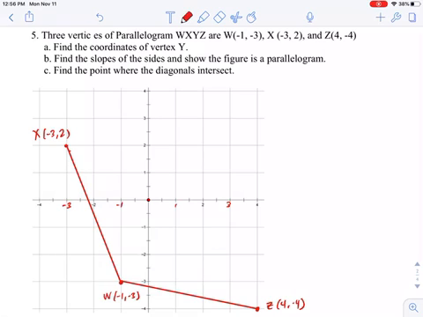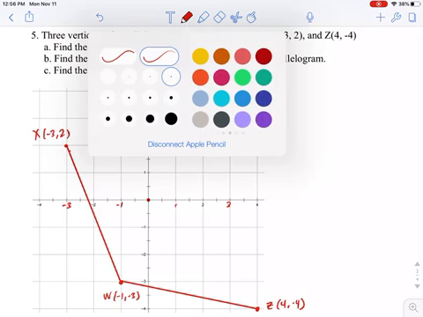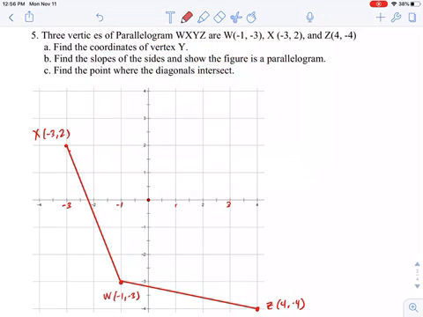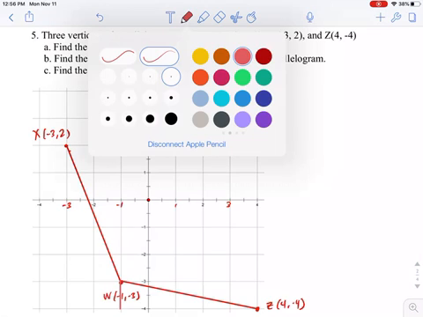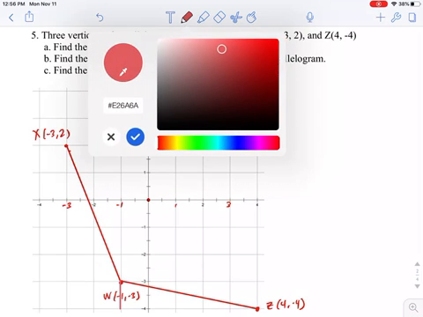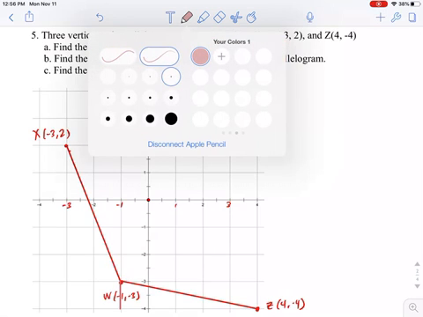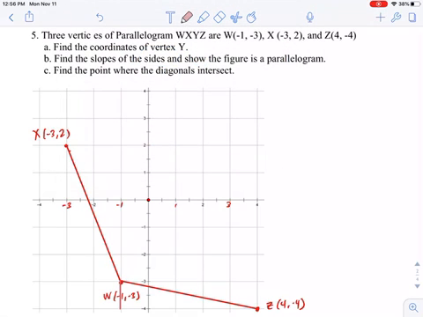So what I'm going to do is I'm going to count how far over. I want a better color. There we go. How far over, or how far down rather, and how far over do I have to go to get from W to Z? And what I notice is I go down 1, my rise is -1, and my run is 1, 2, 3, 4, 5.